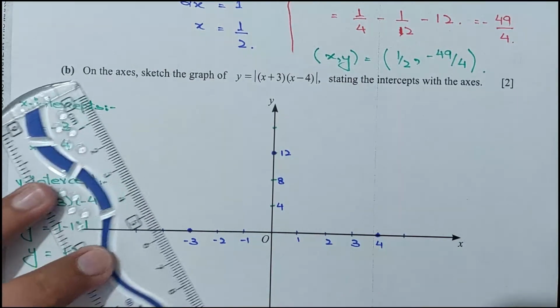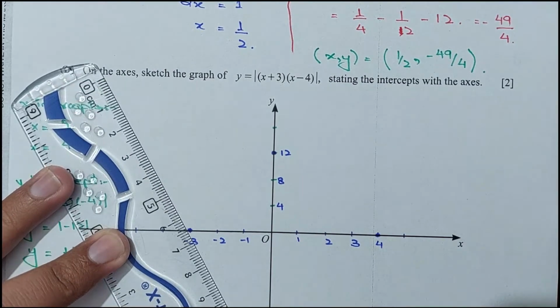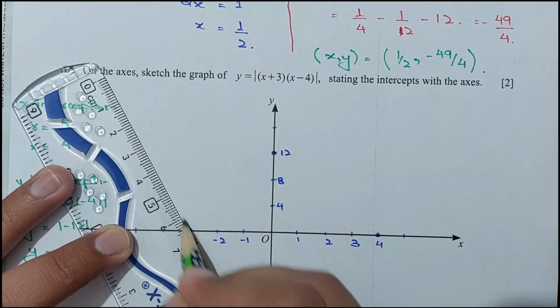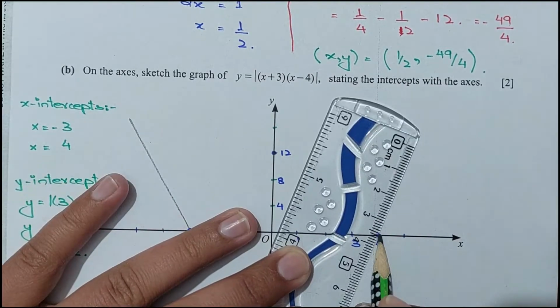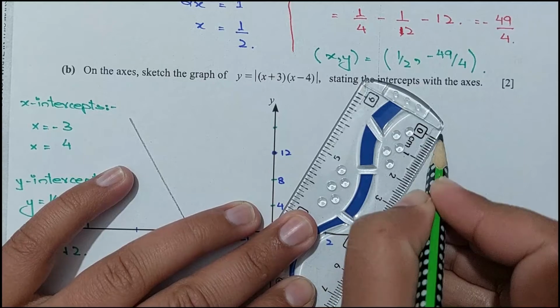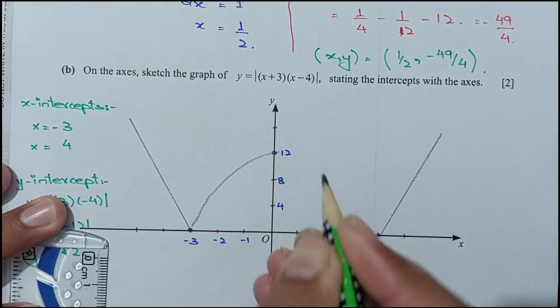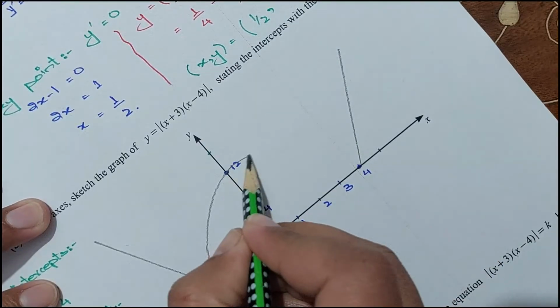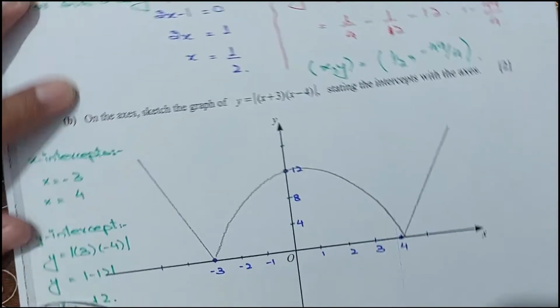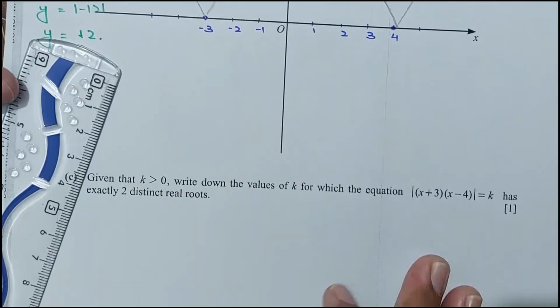This is the y-intercept. The x-intercept. For the absolute value, this is the x-intercept, and it passes through the y-intercept. That would be the shape of the sketch.